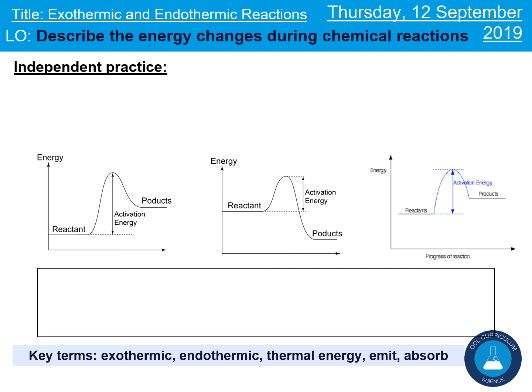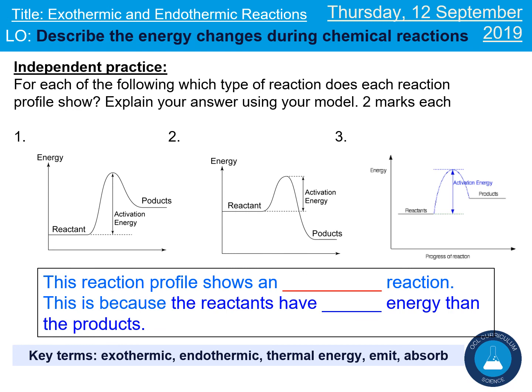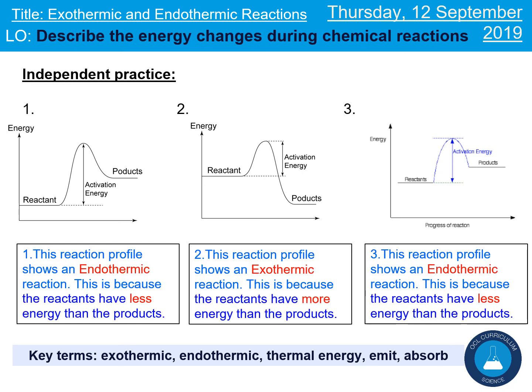Now you're going to complete an independent task. For each of the following, 1, 2 or 3, you're going to explain which type of reaction each reaction profile shows, and explain your answer using the model in the box below. Pause the video now and restart it when you've written all of your answers and you need to check them for each of the questions. Okay, let's see if you got it right. Check your answers now. The gaps are filled in red from the model. If you didn't get your answers right, go back and rewatch the explanation of my model answer again.